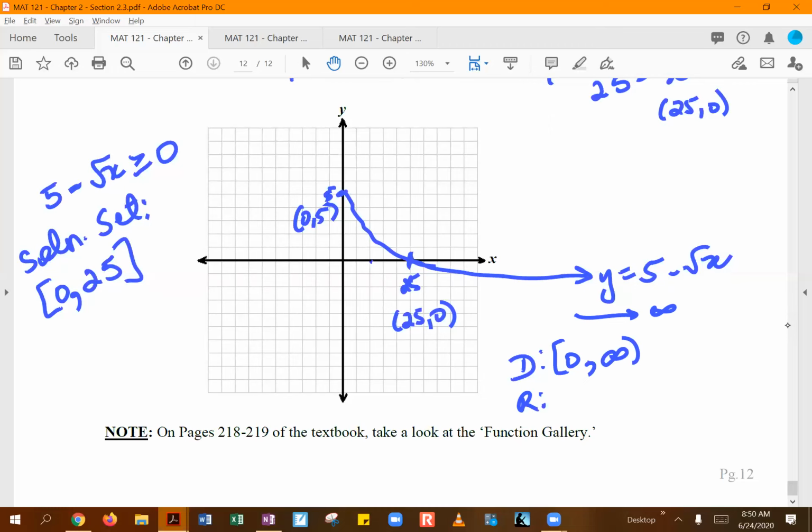Okay, very good. And then Clinton and Meredith, you also have the right answer. Evelyn as well. All right, good job, guys. So can you tell me what the range for this function is going to be now?